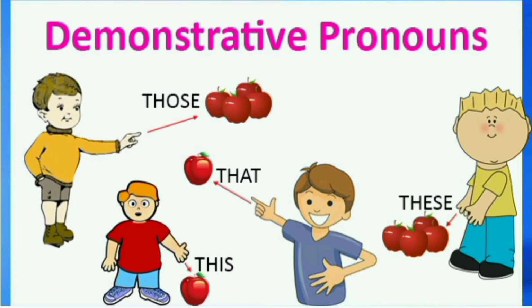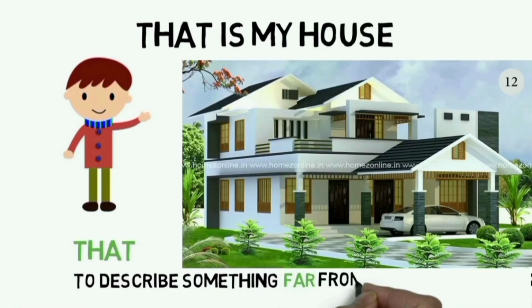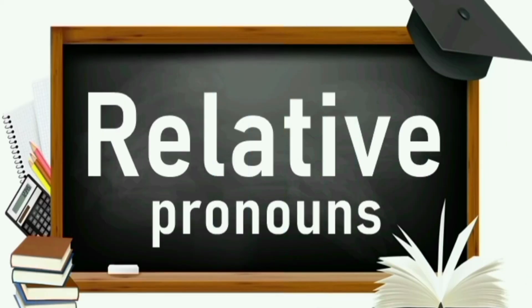Demonstrative pronouns. We're going to talk about demonstrative pronouns. They are used to point out, to separate, to refer to things that are somewhat in isolation from the speaker. So that is used to point to something that is far, while this is used to point to something that is close.